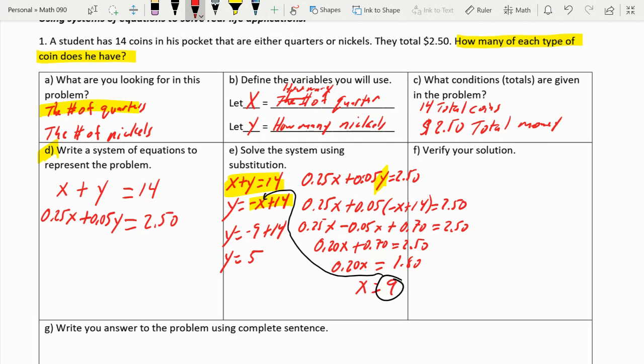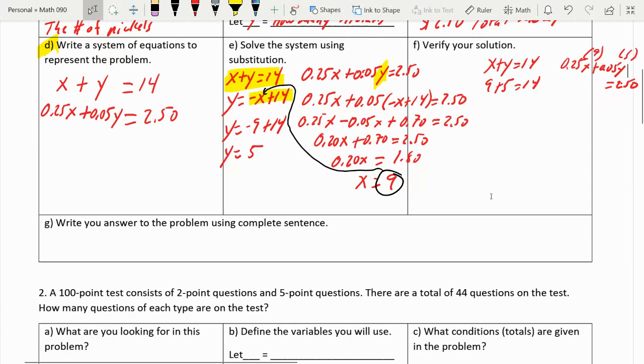They want us to verify. I'm going to let you do this. I don't want to waste video time doing it, but you're going to. x plus y is equal to 14, so you plug in the 9 plus 5. And then the other one, 0.25x plus 0.05y. I'm going to run out of room. You want to make sure that equals $2.50. So you plug in the 9 right there, and the 5 right there, and make sure it equals. I'll let you do that.